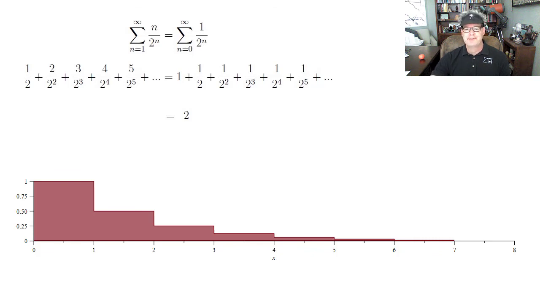So there you go. The infinite sum of n over 2 to the n found without using calculus.